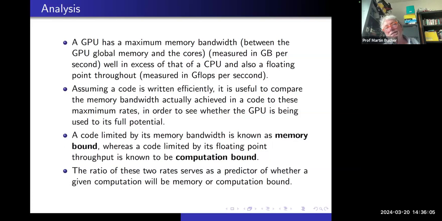But we can analyze the matrix multiplication calculation in terms of what is the best that we could hope to do. So you can look up for each individual GPU chip, what is the maximum memory bandwidth. So this is between the GPU cores and the global memory. And then the other figure is how many floating point operations can you do, or what is the maximum. So the latter is basically, well, we have thousands of cores, and if we can keep them all busy so that they're just doing floating point operations, how many flops would we get?